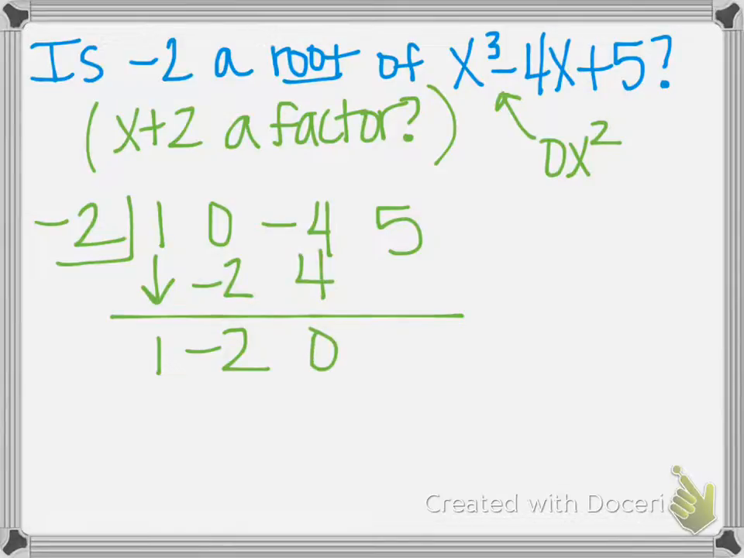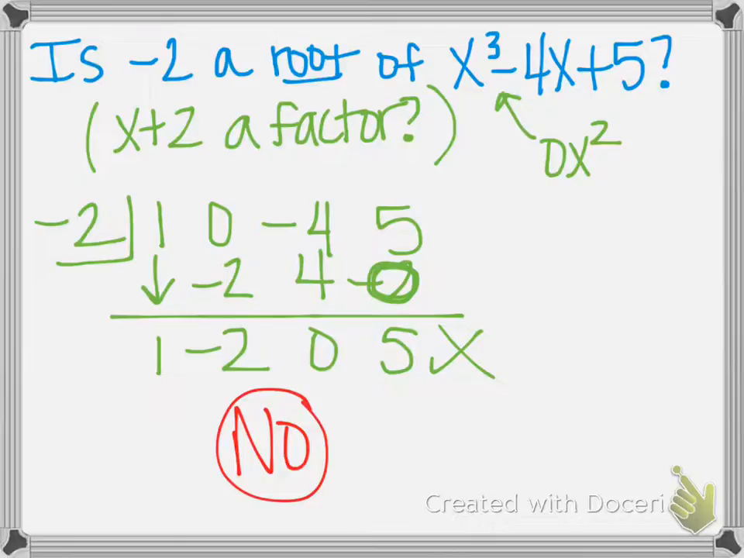0, I get a 0 here, but careful, that's not my last one. 0 times negative 2. Oops, I'm sorry, it's just 0. But 5 plus 0 is 5. So that is not true, then, that negative 2 is a root, meaning x plus 2 is not a factor. So the answer to this is no. And again, our justification is there. We didn't get a remainder of 0.